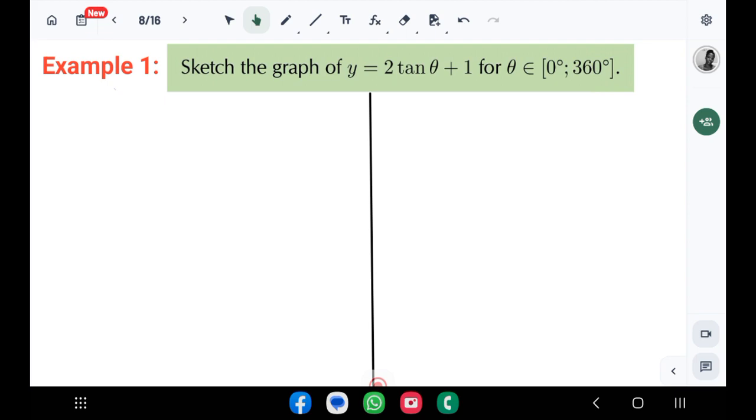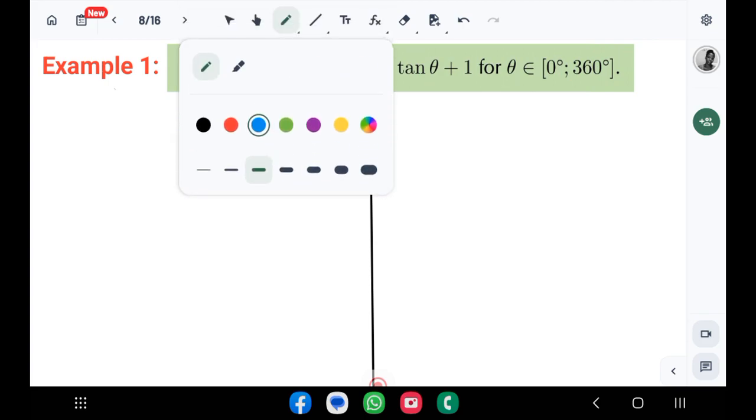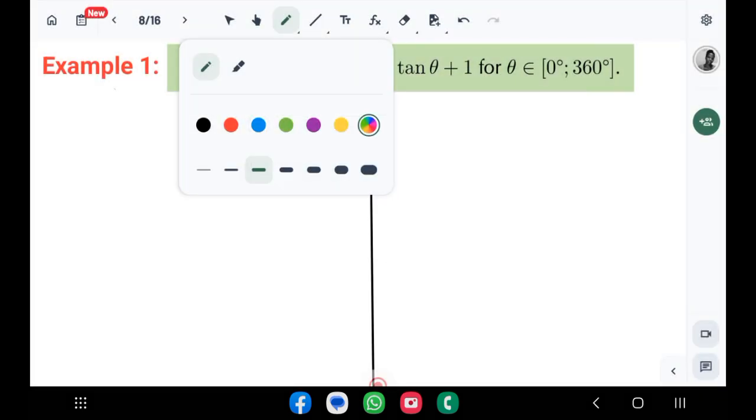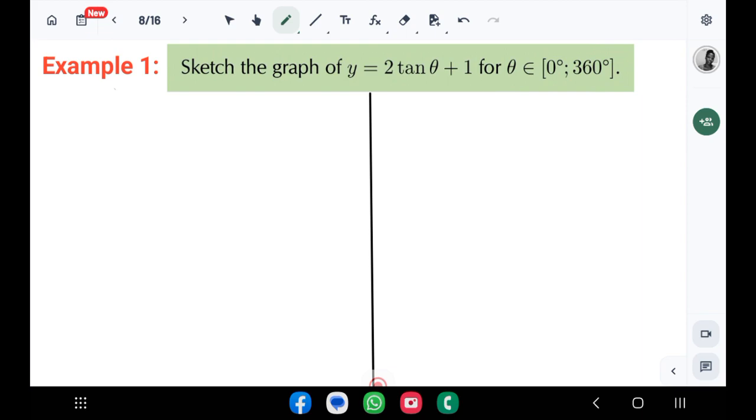Now let's look at the first example, where we will look at how you plot the graph of y = a tan theta + q. In this case, our a is 2 and our q is 1. How do we go about it? Our domain is between 0 and 360 degrees. We know, number one, that our asymptotes are still going to be at 90 degrees and 270 degrees.